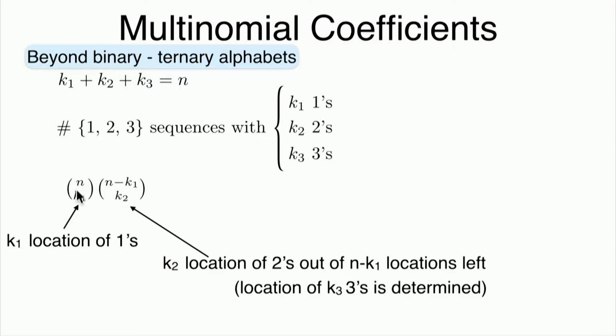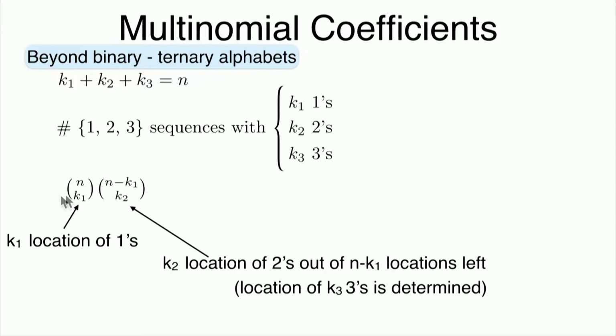Again, we chose k1 locations of the 1s. That's n choose k1 different ways of choosing those locations. And then we're left with n minus k1 locations for the 2s and the 3s. We need to choose the locations of the k2 2s. We have to do it in n minus k1 choose k2 ways. So when we multiply them, we get the total number of ways of choosing the 1s and the 2s, and that will determine the 3s.